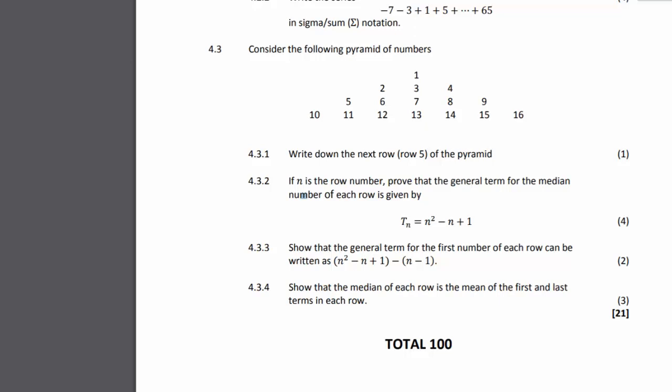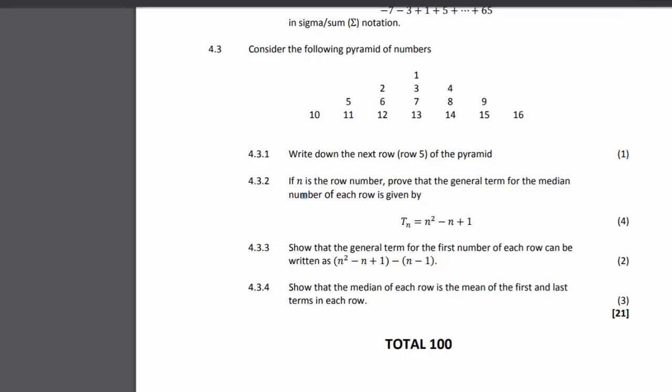So do you see? Show that the general number for the first number of each row can be written as, again, they're asking me to find the general term for the first number in each term. Now notice what this is. This previous, it's the median minus the median is the middle term minus the 1 minus the row number.